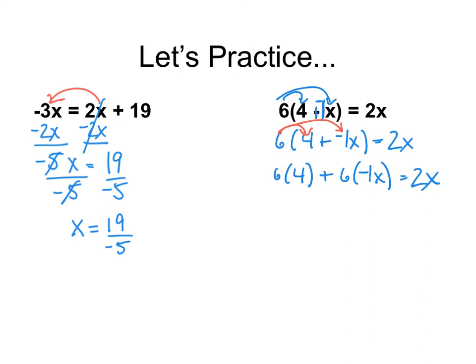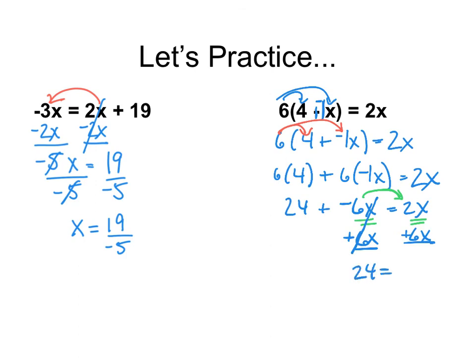And if I clean it up, 6 times 4 is 24, plus 6 times negative 1x is negative 6x is equal to 2x. Now I need to combine these terms together by moving the negative 6x over to the right. And I'm going to do that by adding a 6x to both sides. Now, negative 6x plus positive 6x will cancel and leave me 24 on the left side. And 2x plus 6x would be 8x. Divide both sides by 8, so we get x is equal to 24 divided by 8 is 3.